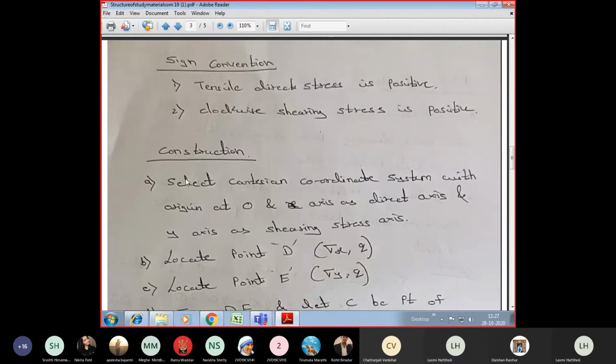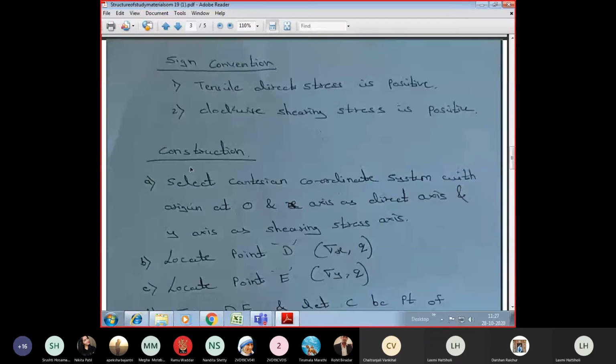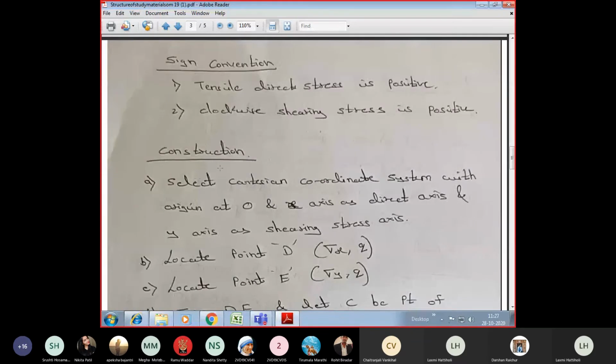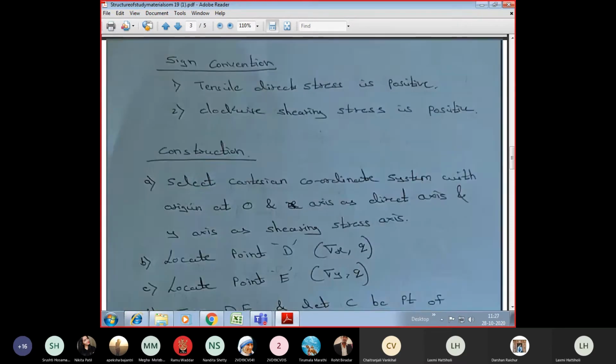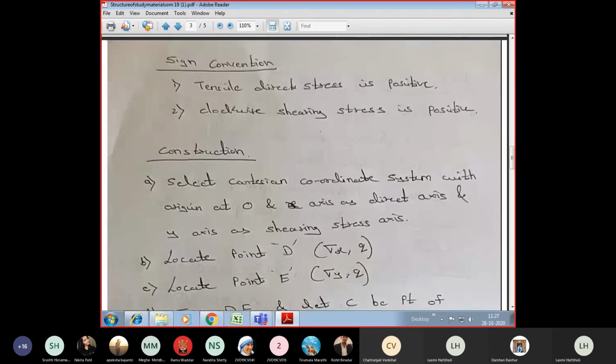The construction, you need to follow these steps now. Here you can see the first point, that is point A. The A point says to select a Cartesian coordinate system with origin O and the x-axis as direct stress axis, y-axis as shearing stress axis. So the first point is very simple now. You can take any graph, you know how to follow the Cartesian coordinate system, right?